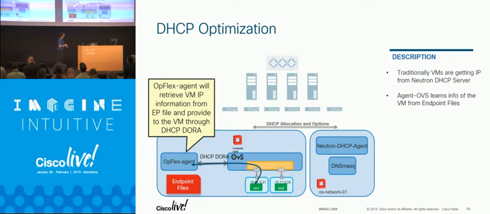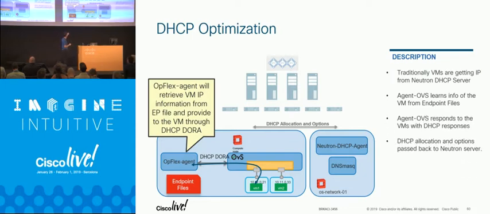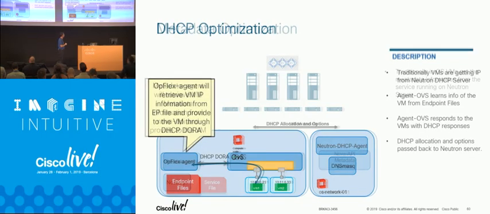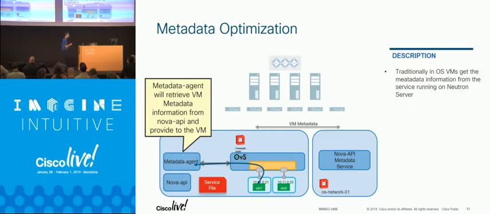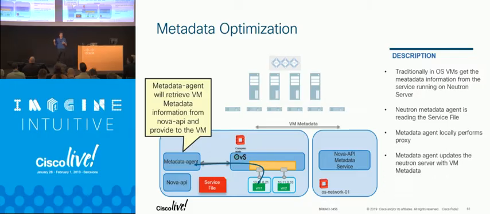And then DHCP DORA as well. DHCP optimization is done at the OpFlex agent directly, so you don't need to send traffic for DHCP to the network nodes. Metadata as well, optimization is done in the same way, on the node itself. Metadata does not need the VM to send the request to the Neutron nodes.